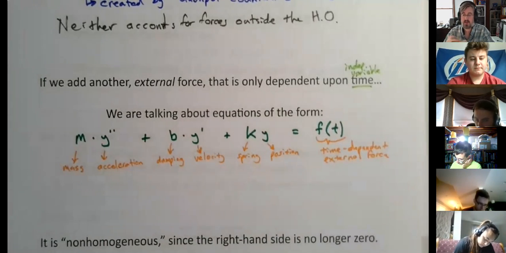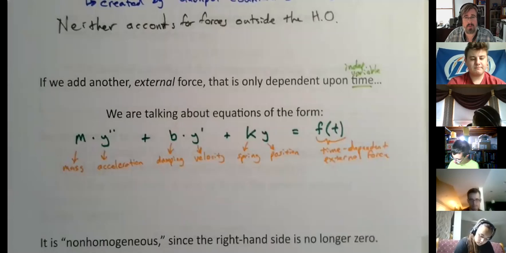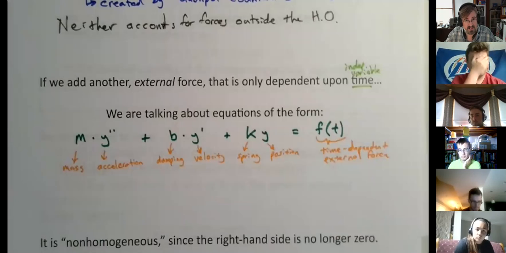So maybe it's your kid brother walking up and poking the spring every second to annoy you. Maybe there's a fan blowing and it creates a constant breeze blowing on your harmonic oscillator, right? It's external, but it's time dependent. But it's not dependent upon anything else going on inside the oscillator.